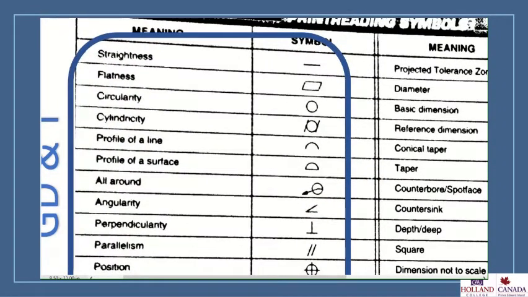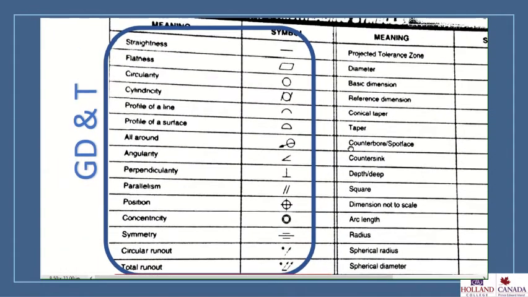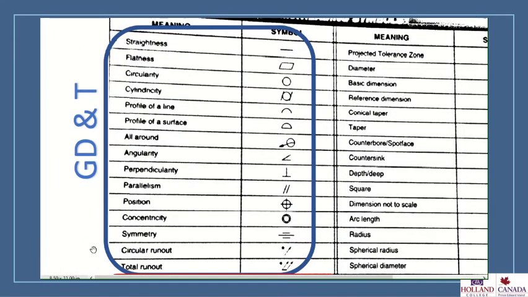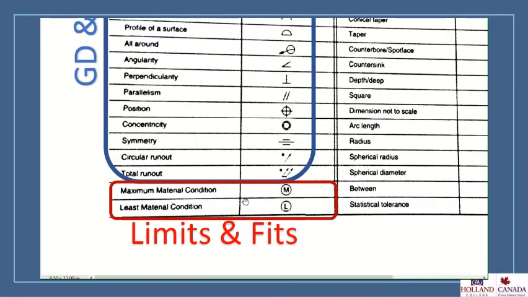So some other symbols that we're going to come across on our drawings. This section that I have circled in blue, we'll be looking at these in lesson number 10 when we look at geometric dimensioning and tolerancing. You can take a quick look at those. Some of them you might already be familiar with, but we'll get into their meanings in lesson 10. At the bottom of this chart, we have 2 more, maximum material condition and least material condition. We're going to look at these in part 2 of this lesson, lesson number 8, under limits and fits.